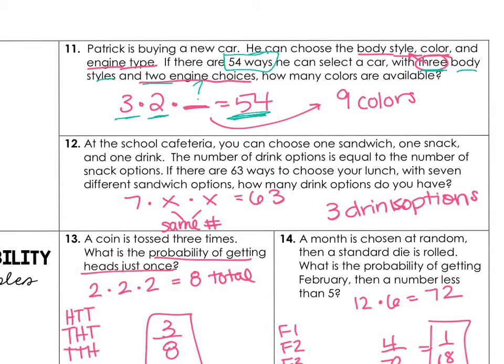Same thing with 12. It's working backwards. You know that there are 63 outcomes. You know that there are 7 sandwich options. You know that this number is the same. So what number can I plug in for both of these? Well, that will get me 63, which is 3. So 3 drink options.